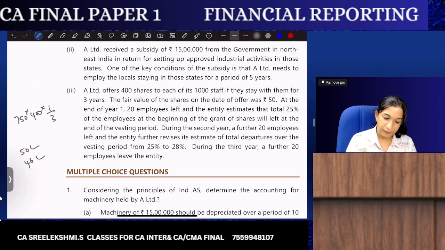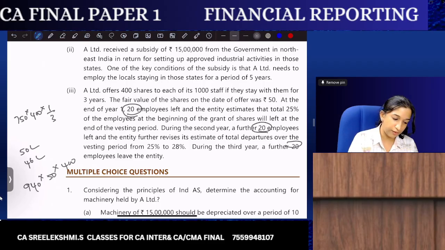And third year, so total 20 plus 20, 40, 60 employees left. So which means 940 into 50 into 400.